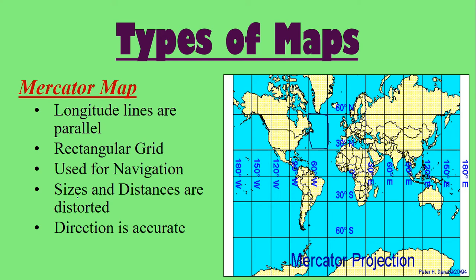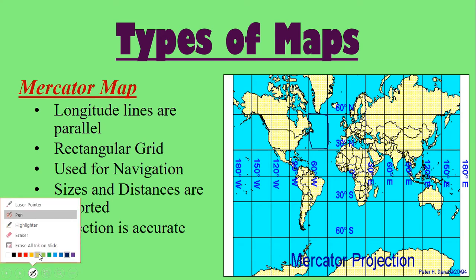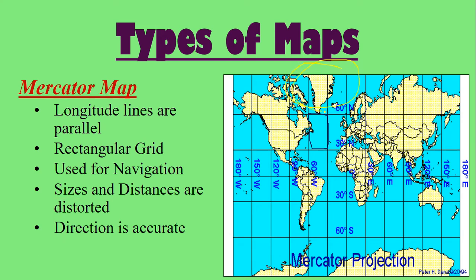It takes distance, making some things farther apart and some things closer together, but it also changes the sizes of the continents. The most well-known one is Greenland. Greenland shows to be bigger than the United States, and we know for sure that's not the case.